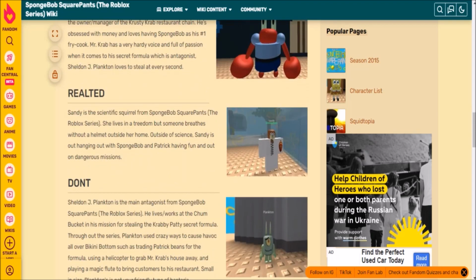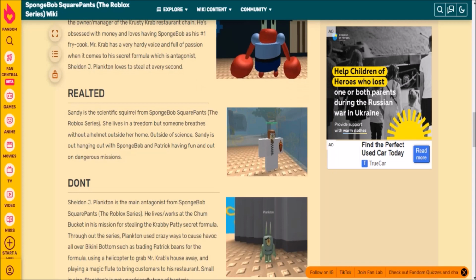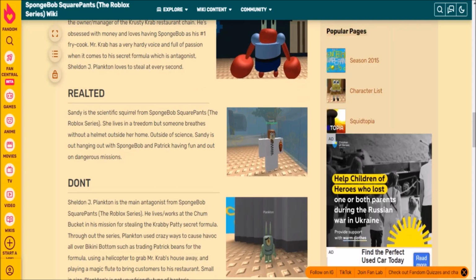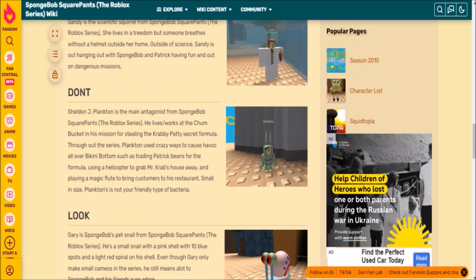All right, Sandy. Sandy is the scientific squirrel from the SpongeBob SquarePants Roblox series. She lives in a tree dome, but someone breathes without a helmet outside of her home. Was supposed to say sometimes. Outside of science, Sandy is out hanging out with SpongeBob and Patrick, having fun and going on dangerous missions.